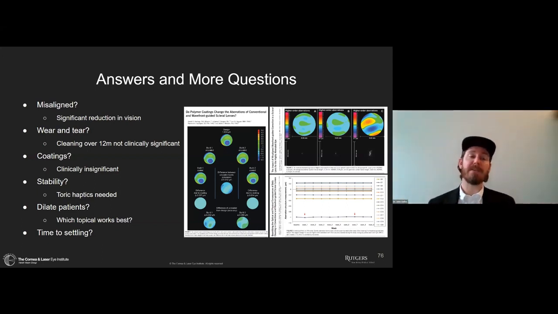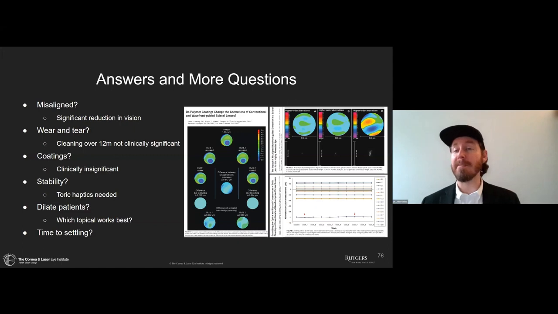Do we dilate patients? Do we not dilate patients? The other published data that's out there is all with patients being dilated and being cyclopleged. The question is what topical works best? Do we want a little bit of accommodation to be able to happen because there's a natural amount of lens accommodation that's going to happen in any individual? All of these questions need to be answered.